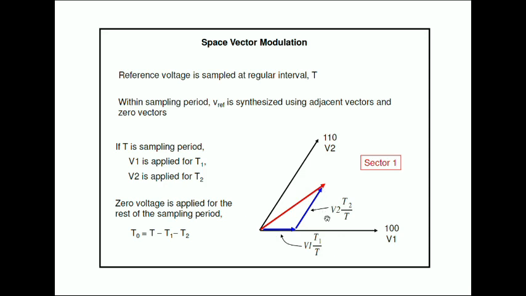We can say that this vector is equal to V2 into T2 by T, where T2 is the time for which this vector is active for the sampling regular interval T. So this vector is equal to V2 into T2 by T. Same like that, here this vector is parallel to this V1 vector. There is no angular displacement from here.